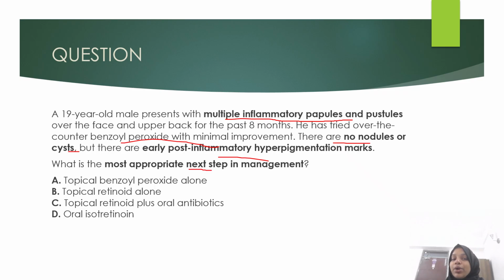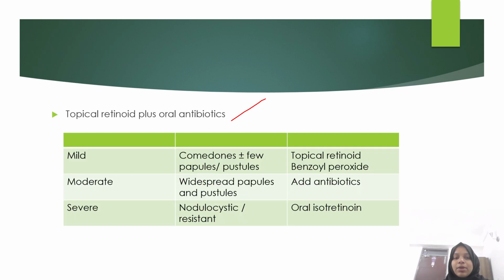But in this case, there are no nodules, there are inflammatory papules and pustules, and the patient has just tried topical benzoyl peroxide. So there is scope of trying oral antibiotics along with a topical retinoid. Topical benzoyl peroxide alone would not be effective because he's already tried that. Topical retinoid alone, no, retinoid is usually given along with oral antibiotics because they have inflammatory papules and pustules. Oral isotretinoin becomes the last resort if there are severe nodulocystic changes. So topical retinoid plus oral antibiotics.